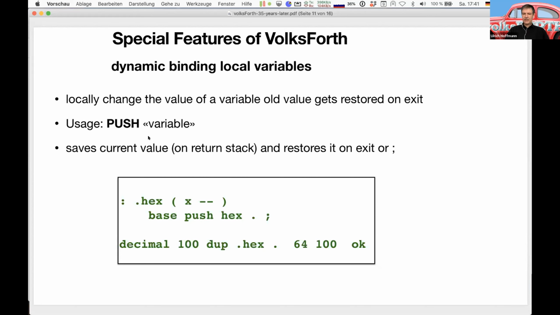So it stays as it is, and you use it this way. BASE PUSH saves the old value, whatever that is, on the return stack, so it will be only locally changed in the rest of the definition.